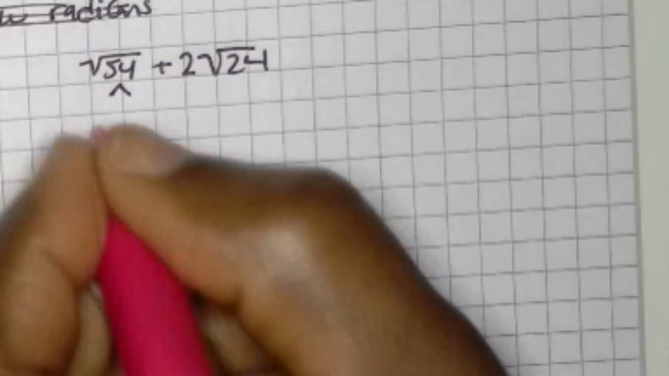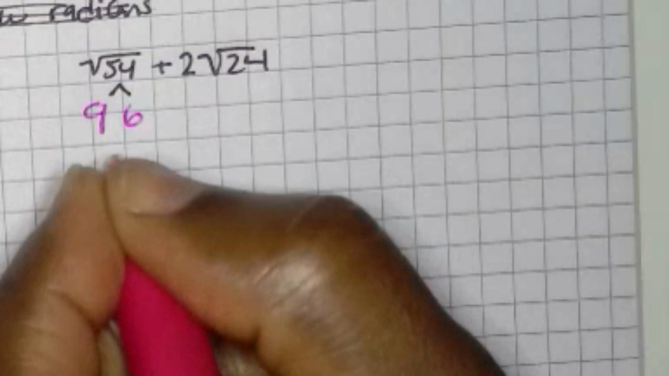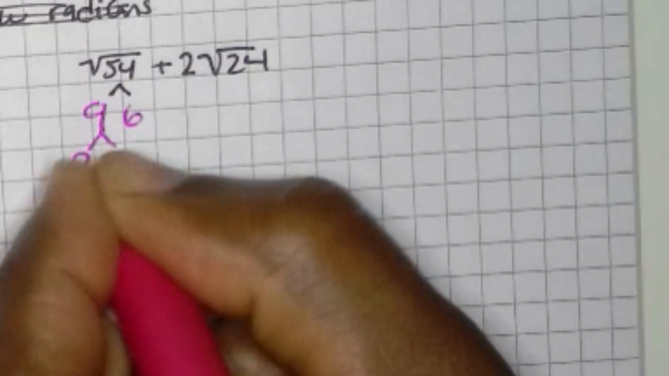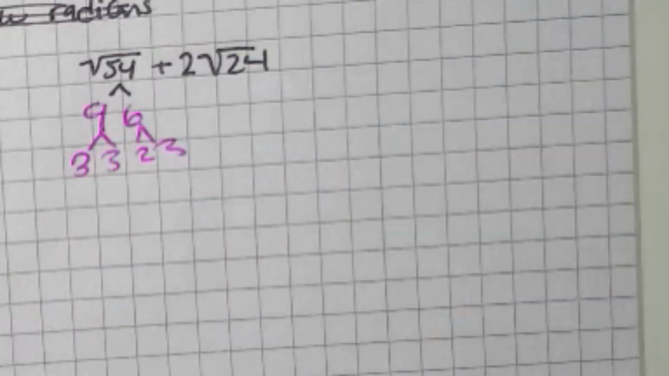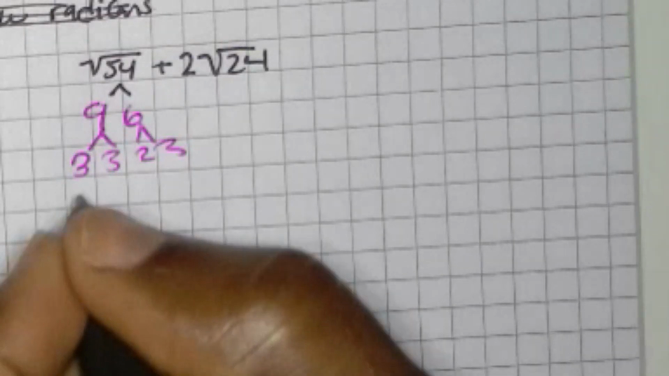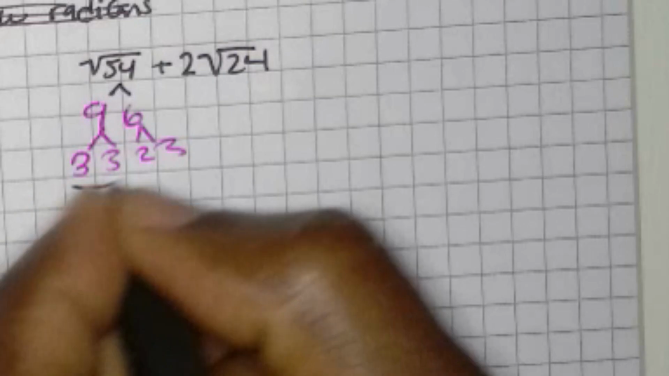So 54, one way to get 54 is 9 times 6. And 9 breaks down to 3 times 3. And 6 breaks down to 2 times 3. For everything we have 2 of, that factor comes out. We found 2 3s, so a 3 comes out. We don't have 2 of anything else.